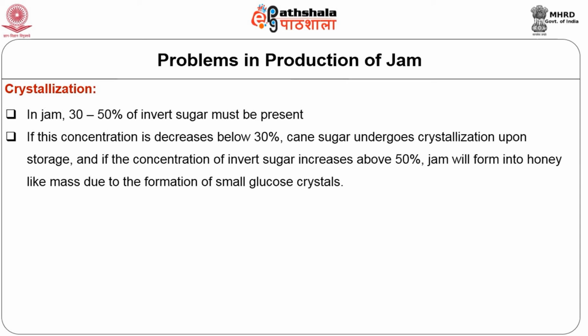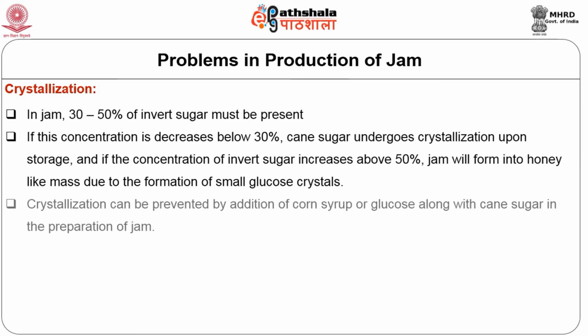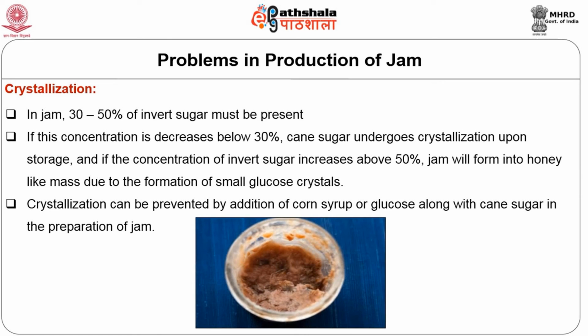And if the concentration of invert sugar increases above 50%, the jam will form into a honey-like mass due to the formation of small glucose crystals. This crystallization can be prevented by addition of corn syrup or glucose along with cane sugar in the jam preparation.